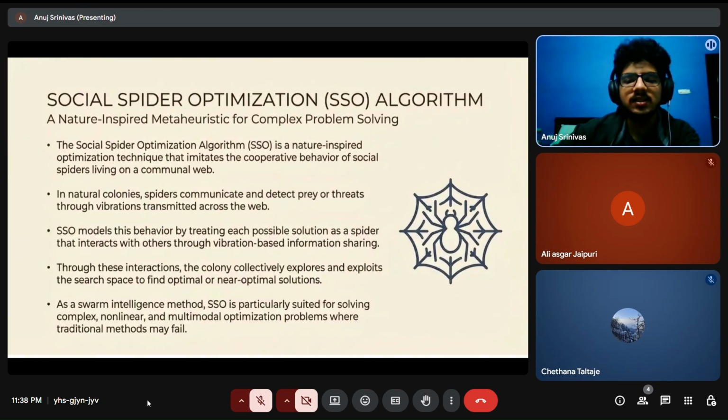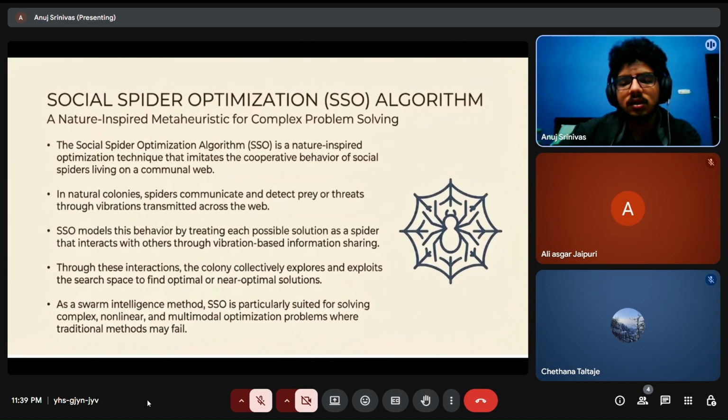Social spider optimization imitates the behavior of spiders that live on a shared web. It is classified as a nature-inspired meta-heuristic for complex problem solving. In nature, spiders communicate using vibrations that travel across the web. These vibrations help them detect threats, prey, and nearby spiders.